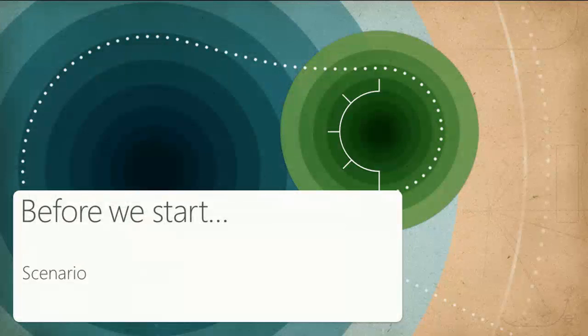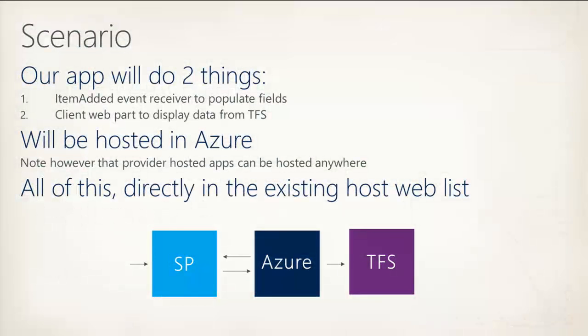So let's go back here and let's talk really quickly about what we're going to be doing. We're going to write an app that connects to that specific list instance that we just saw. And we're going to do two things in that app. The first one is we're going to create a remote event receiver that gets plugged into that app and listens to the item added. And when that happens, it's going to populate the feature owner with the user who created that document set.